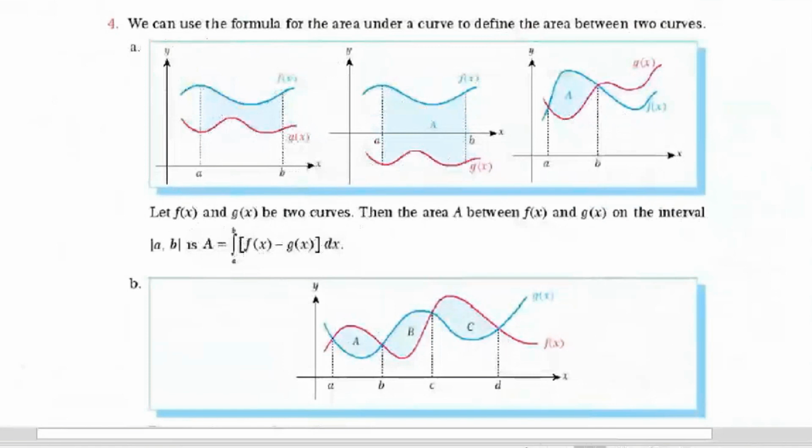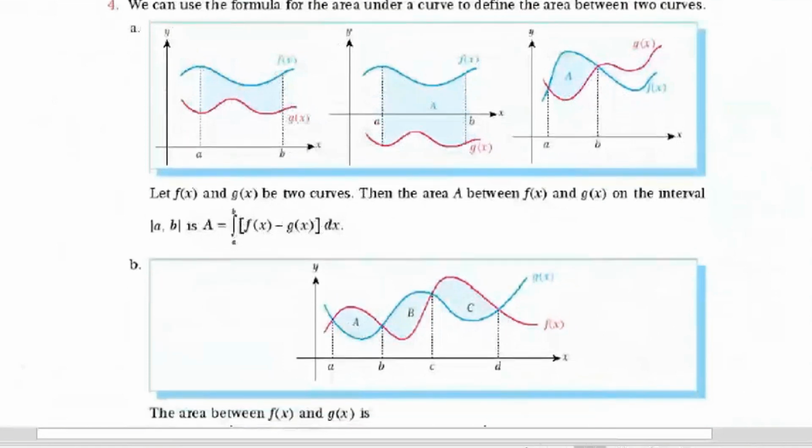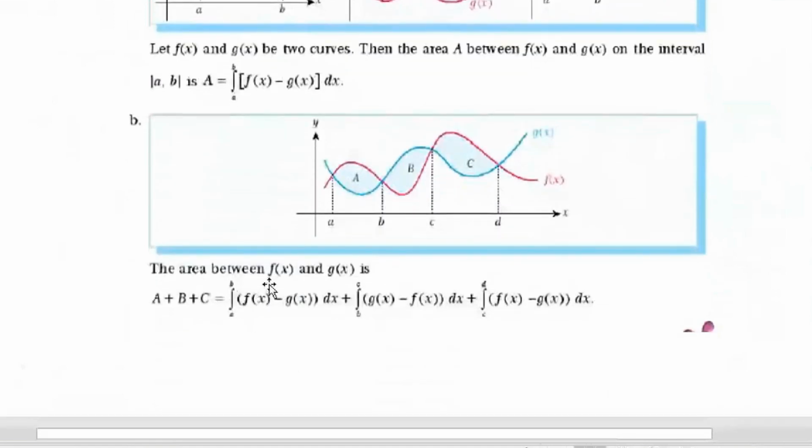So for letter B, we have 4B. The area between f of x and g of x, based on this figure, is a plus b plus c, the sum of the areas in this figure, which will be equal to the integral of f of x minus g of x dx. The red one there is f of x, minus the lower graph, which is g of x. So that's why we have f of x minus g of x evaluated from a to b.